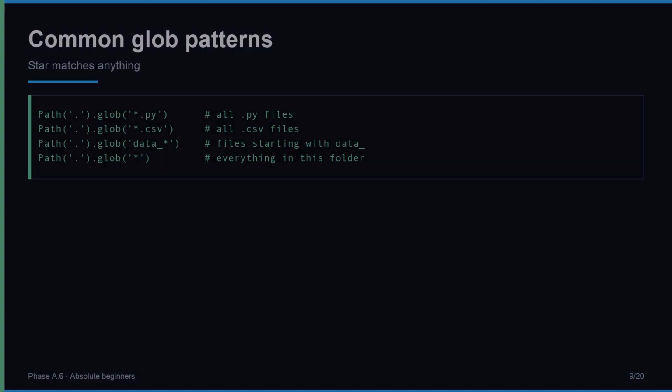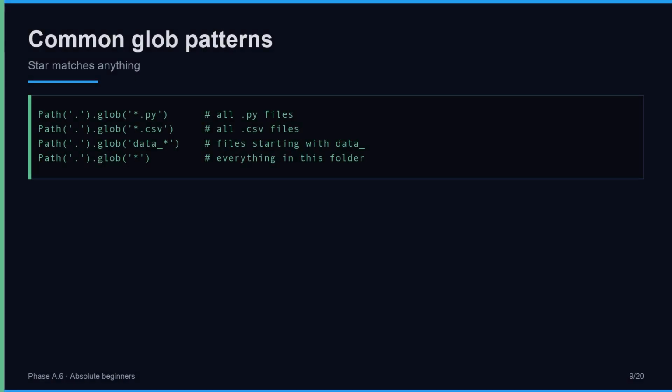Patterns do the work. Here are the patterns you will use most. *.py for every Python file. *.csv for every CSV file. data_* for every file whose name starts with data_. And just * alone for every entry in the folder. The star is a wildcard. It stands for any characters. glob returns only direct children of the folder, just like iterdir. To go deeper into subfolders, you need rglob, which is next.